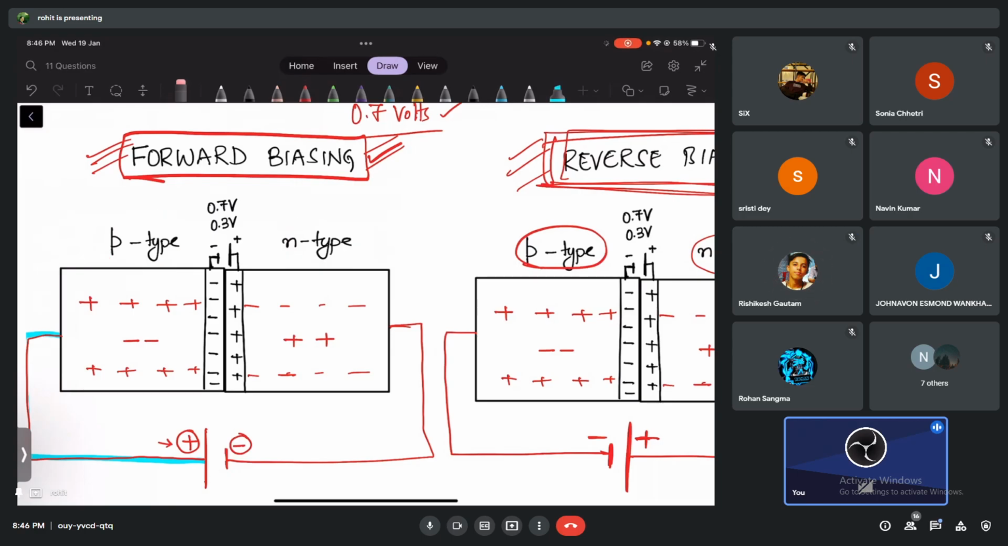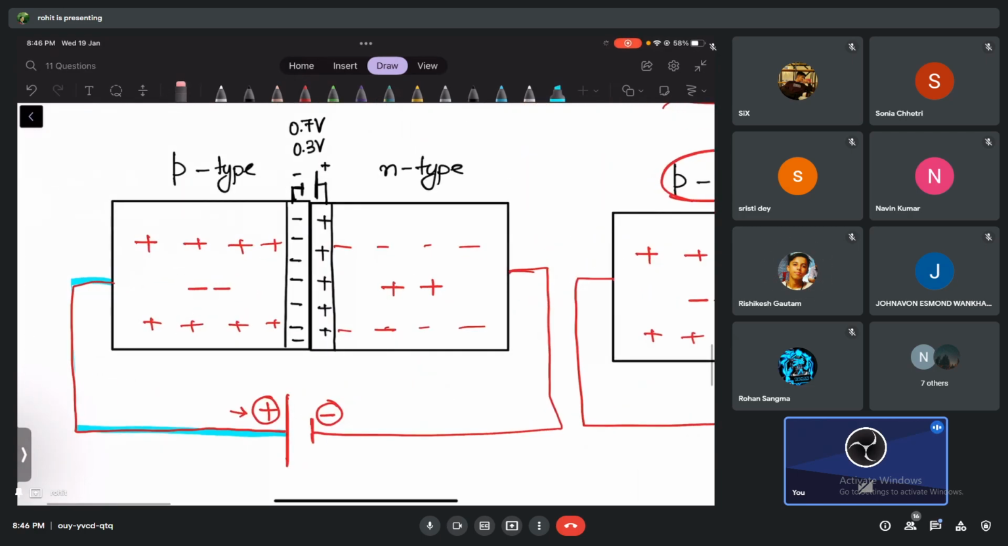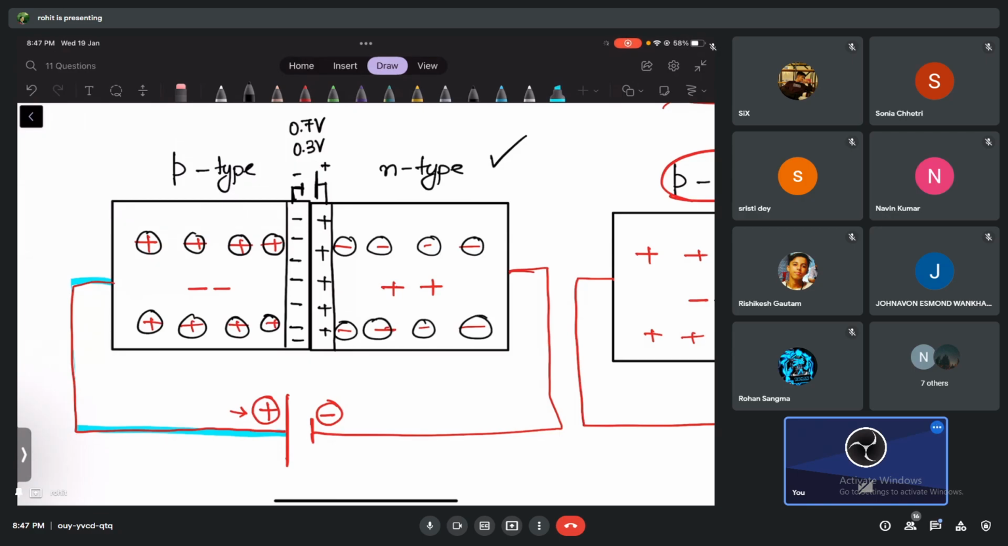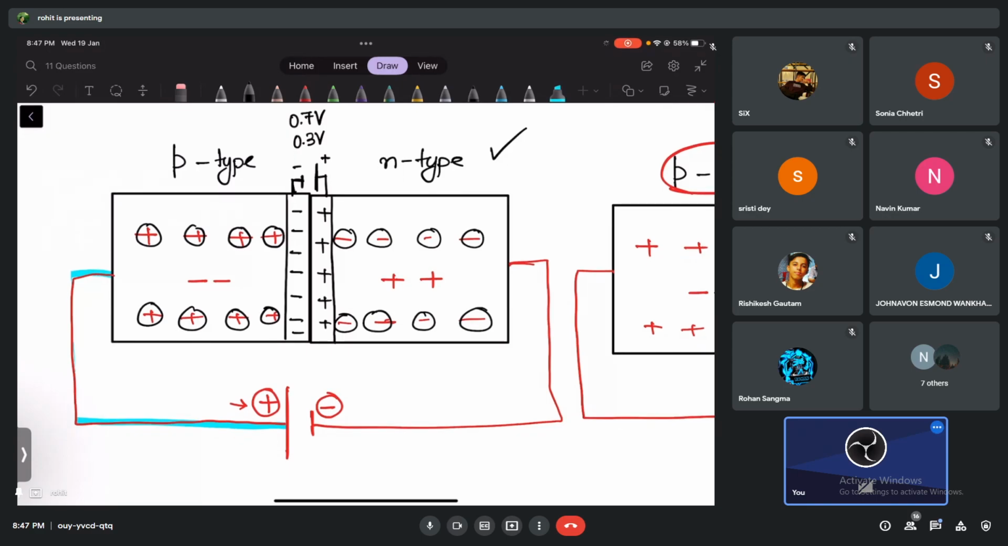Now I'm going to ask you a very simple question. Look at the diagram. In the first one, these are all majority charges I'm marking. They are more in number: the holes are more in number here, and electrons are more in number here. Because I've connected the external battery positive to the P side and negative to the N side, from the P side, will holes cross or not? Holes will cross.